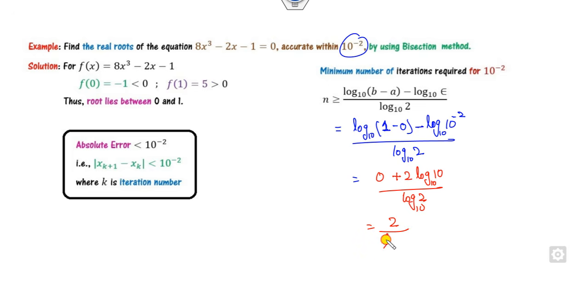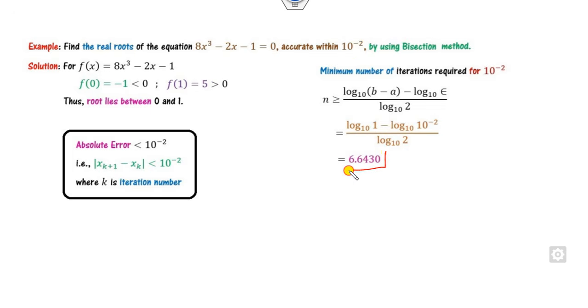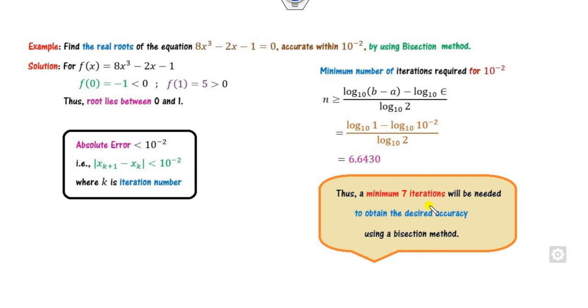So it is 2 divided by log of 10 base 2. Now you can find this by using the calculator. You will get this as the answer. So that means n is greater than or equal to 6.6430. What is the meaning of that? The minimum number of iterations you need is 7, because it's greater than or equal to here. So you need 7 iterations so that you can get your answer. That's the minimum number.